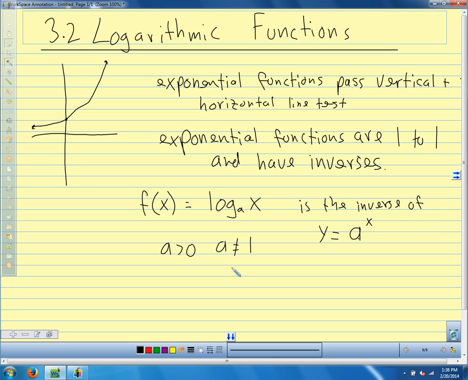And remember that when we form an inverse function, the domain and the range switch. We switch the x and y values. So for our logarithmic function, x has to be greater than 0, so that becomes our domain. Remember, our range for our exponential function was y greater than 0. We had a horizontal asymptote at y equals 0. So for our logarithmic function, we have a domain restriction. That's something we'll have to keep in mind when we work with these logarithmic functions.